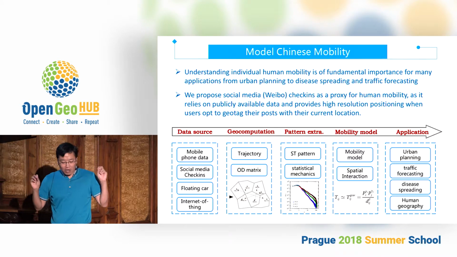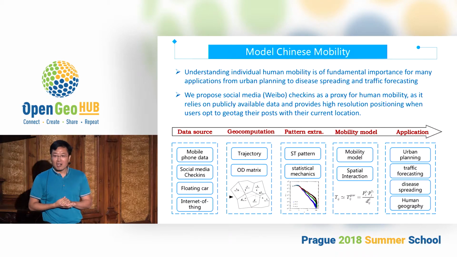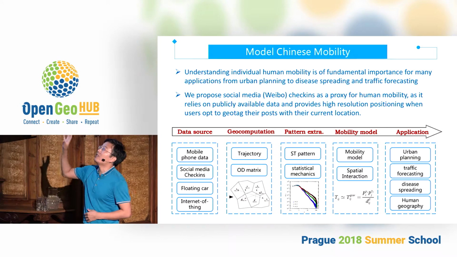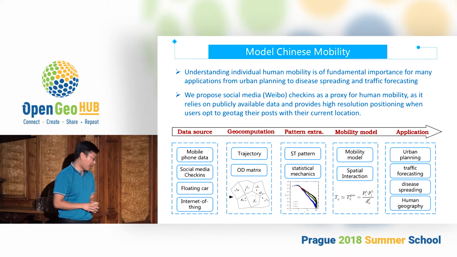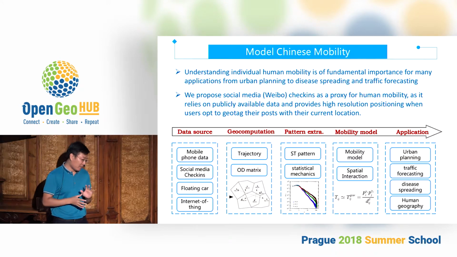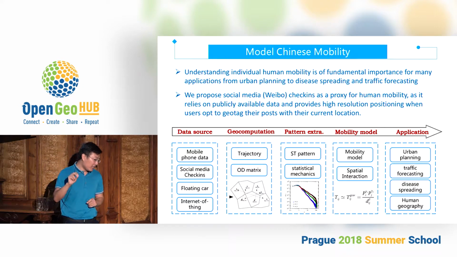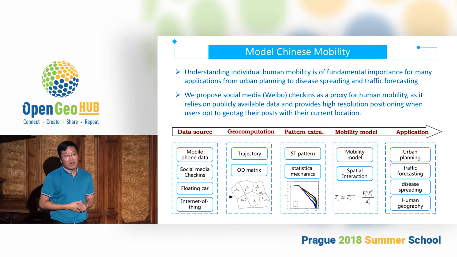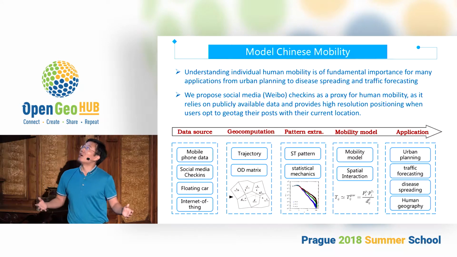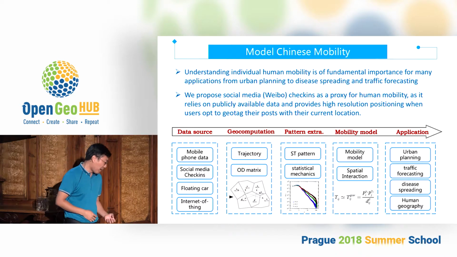After understanding where the Chinese are, we went on to how to track Chinese mobility patterns. I also carried out some research using this kind of Weibo social media data. We know understanding individual human mobility is of fundamental importance for many applications, from urban planning to disease spreading and traffic forecasting. Here, we propose social media check-in data as a proxy for human mobility.